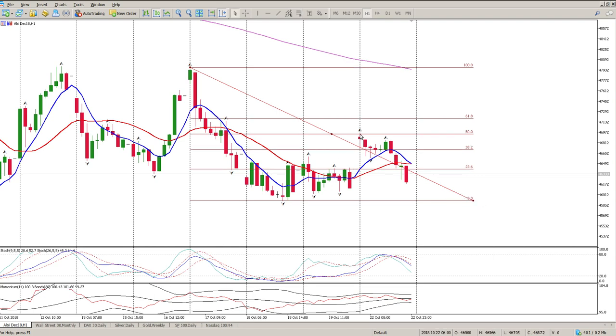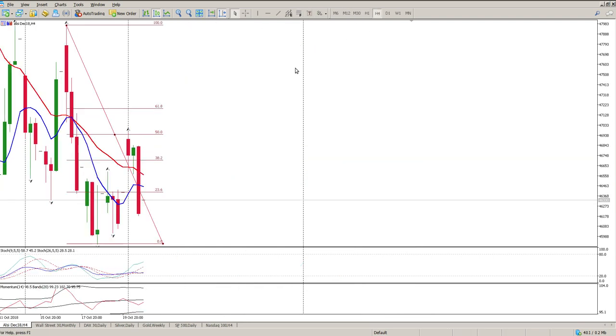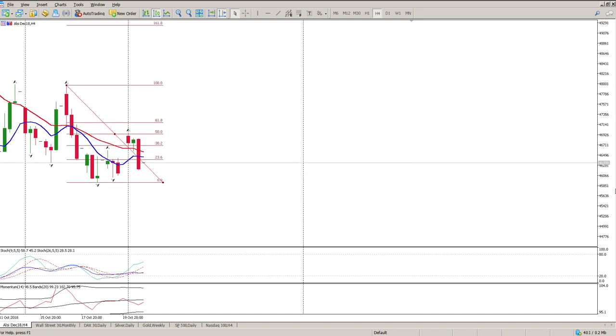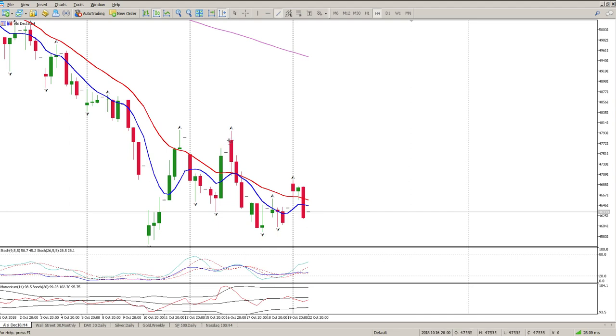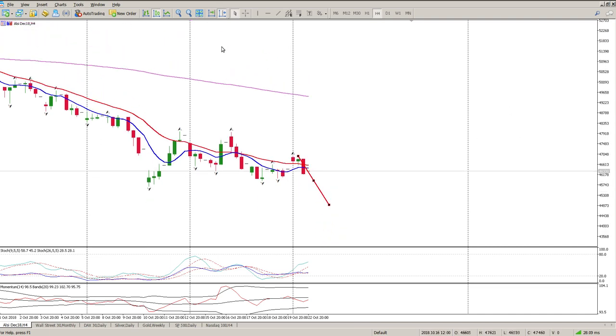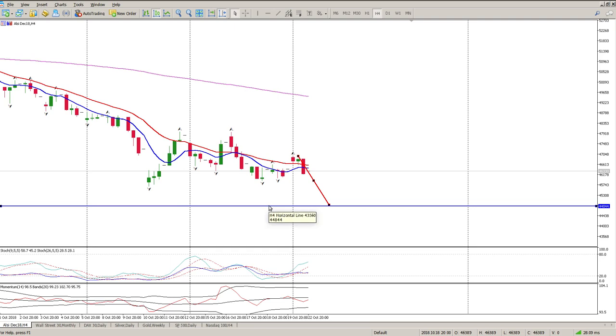So pull back to the 50%, you can see there, and we're bouncing off it again. So I'm almost inclined to believe that we have a second push down coming, which is pretty much going to be down to $44,850. Okay, that's kind of what my take is on this at the moment.